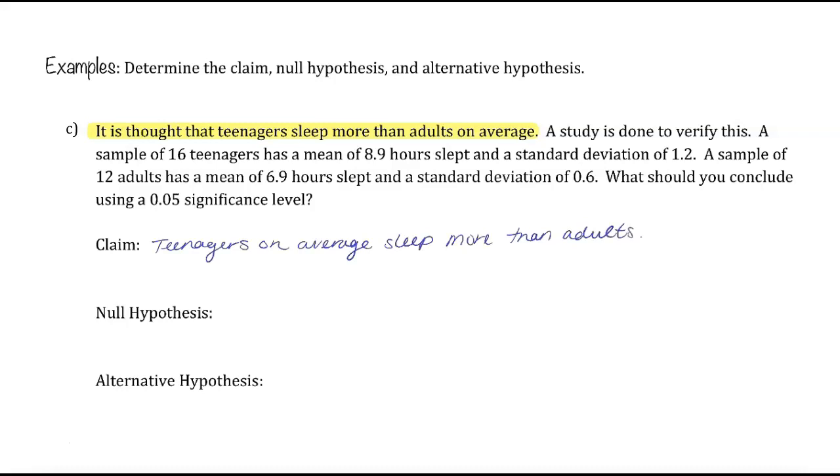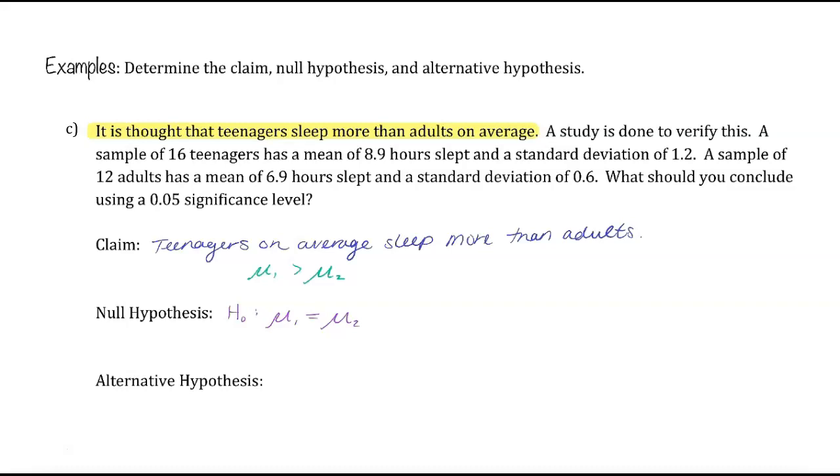We are comparing the mean of one population, teenagers, to the mean of another population, adults. So to write this symbolically, we might write something like mu1 is greater than mu2. Our null hypothesis will still be a statement of equality. We could write H0 as the statement that mu1 is equal to mu2, that there does not appear to be a difference between the two population means.